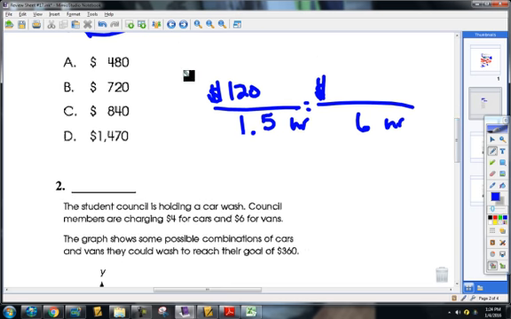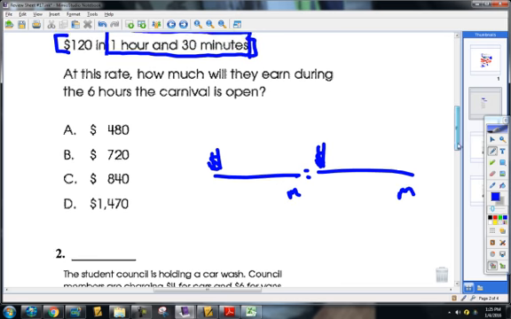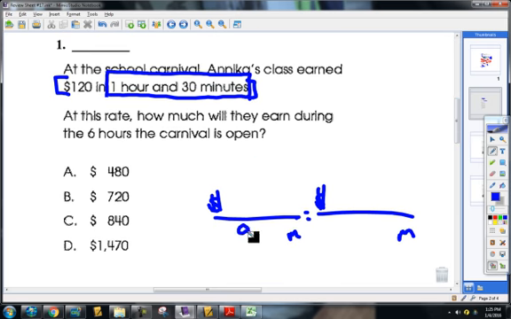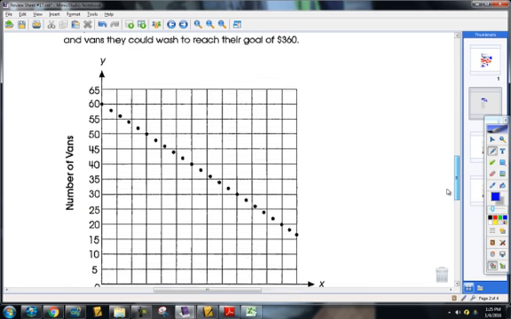The other way you can do it, if you didn't want to convert it to hours, you could convert it to minutes. Okay? So you could do minutes on the bottom, and then 1 hour and 30 minutes would be 90 minutes. And that would be 120 for every 90 minutes. The only thing here is it gives you 6 hours. You've got to convert that to minutes and put it right there. Okay? So either way you want to do it on that one.